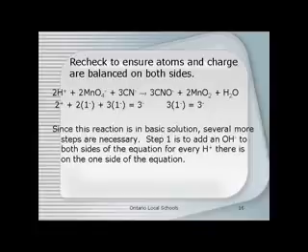Step 1 is to add an OH minus to both sides of the equation for every H plus there is on the one side of the equation. So since we have 2 H plus on the reactant side of the equation, we're going to add 2 OH minus to the reactant side and 2 OH minus to the product side.